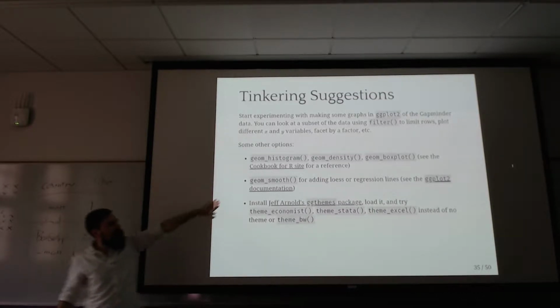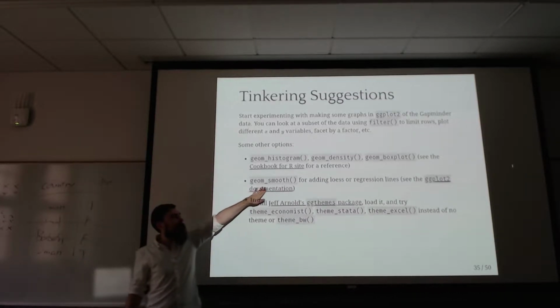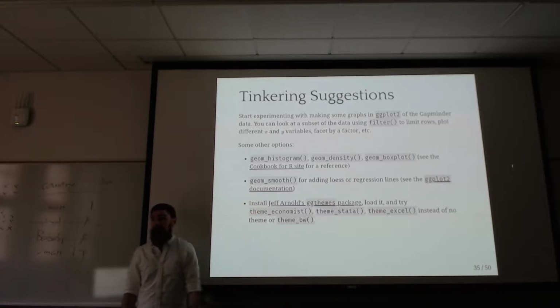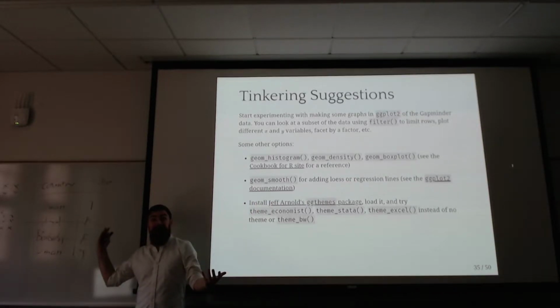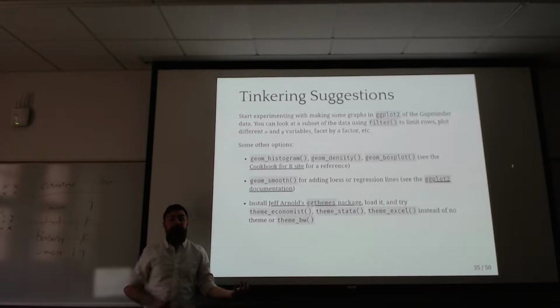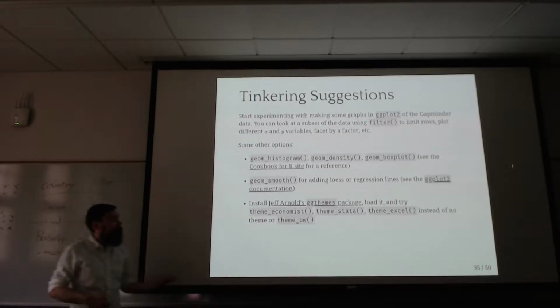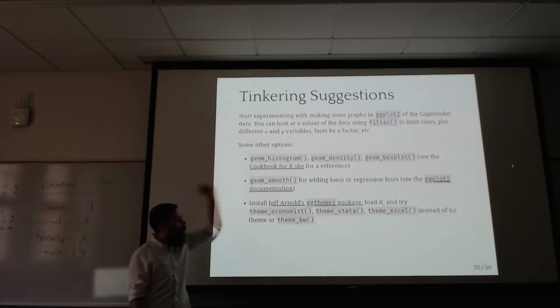I am going to do a couple examples of this. You might use something like geom_smooth. geom_smooth will draw a regression line through data or a loess curve through things. So if you want to fit a line through the middle of a bunch of points of data, geom_smooth does that.